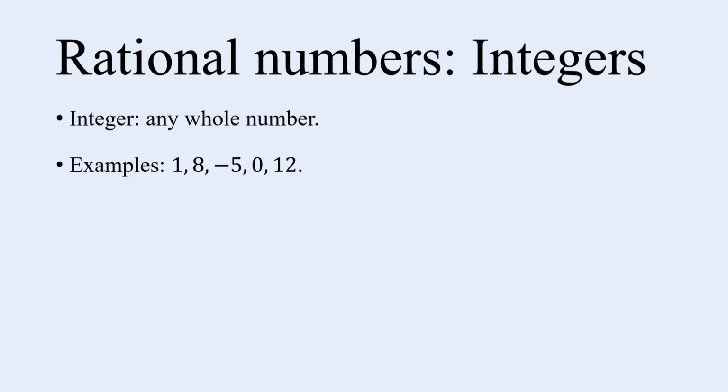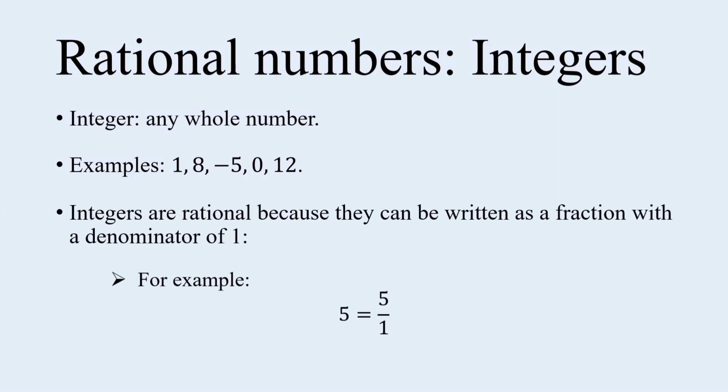Now, you might be thinking, why are integers considered rational? They're whole numbers. How could they be considered as rational numbers? Well, integers are rational because they can be written as a fraction with a denominator of 1. For example, 5 can be written as 5 over 1.